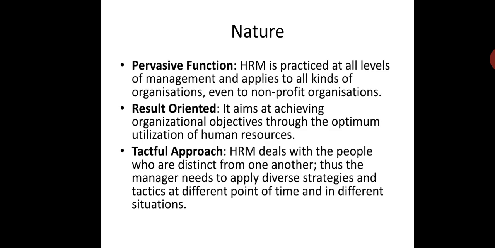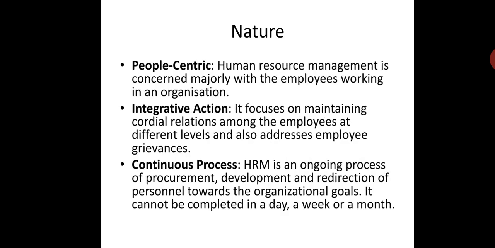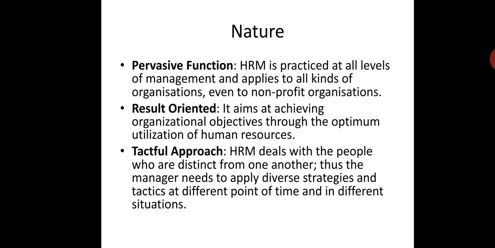Okay, so the next point about the nature of human resource management is that it is result oriented. There is some kind of target that we have to achieve. That is why human resource management is needed. It aims at achieving organizational objectives through the optimum utilization of human resources. So there is always an aim, what is to be achieved and how it is to be achieved. How many people we are going to need, what kind of skills they are going to need, how we'll take the best out of them, is the basic result oriented thing that comes under human resource management.